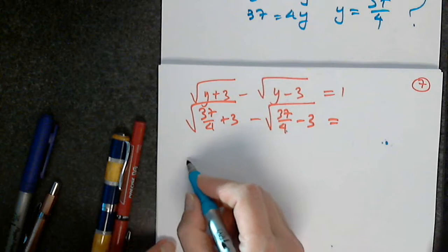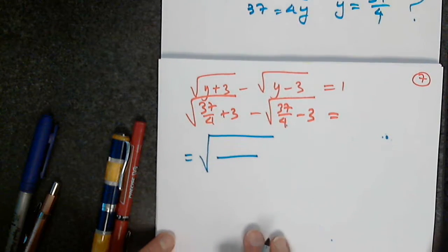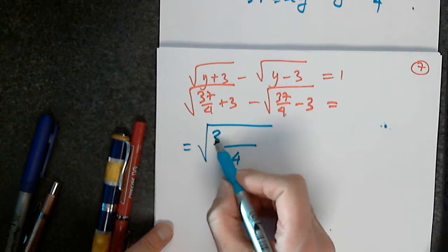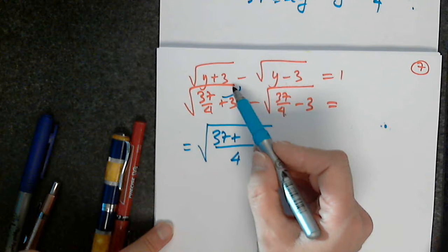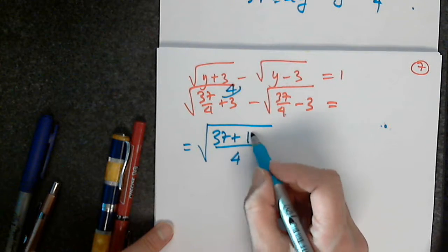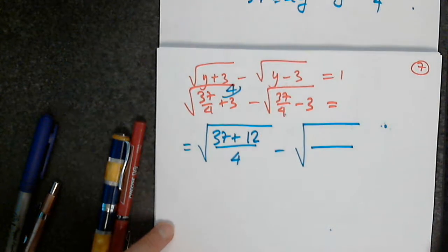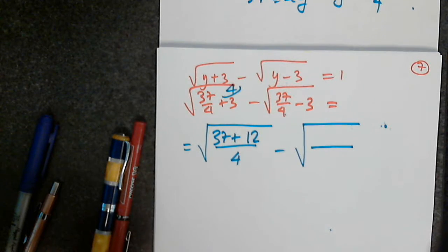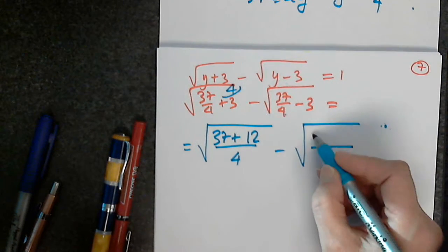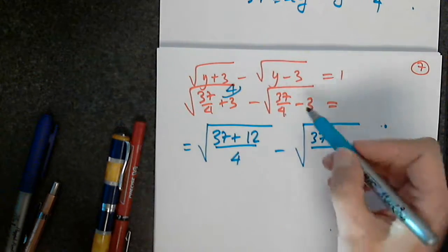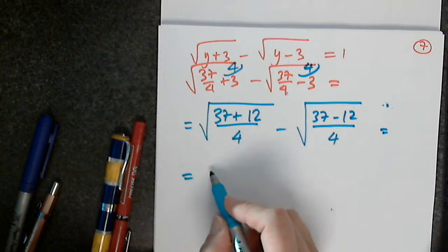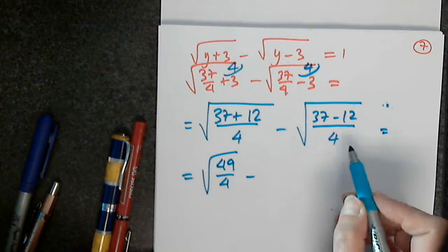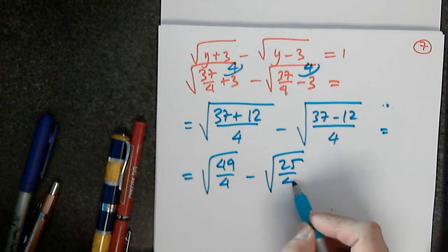Okay. The least common denominator in the first radical. So then that's 37 plus 12. I have to multiply by 4. So plus 12 minus the least common denominator in the second radical. Good. So this will be 37 minus 12. Perfect. So 37 plus 12 is 49. 37 minus 12 is 25.